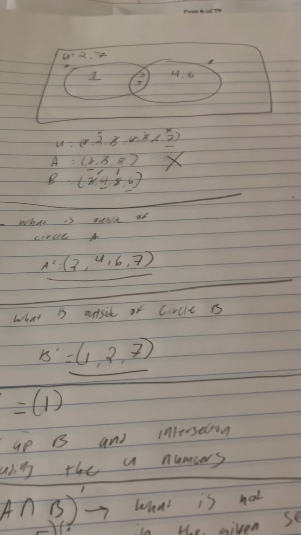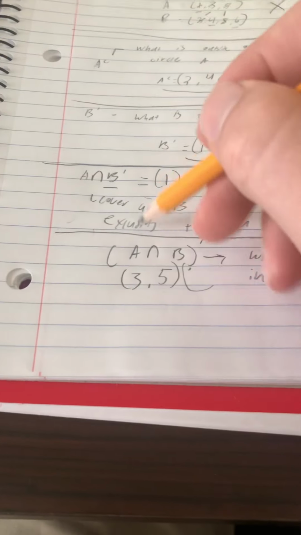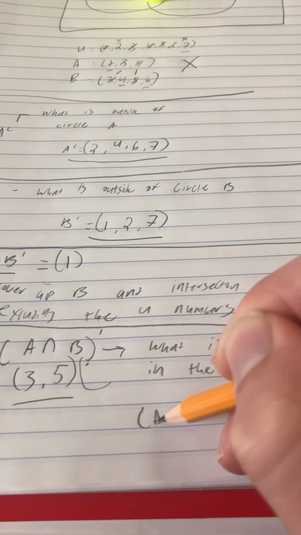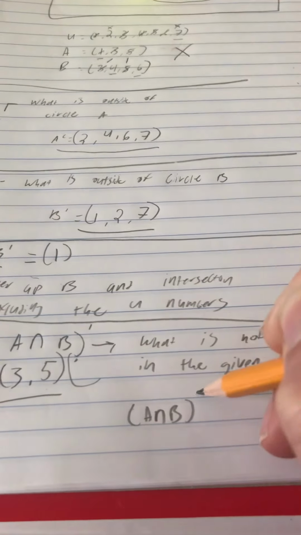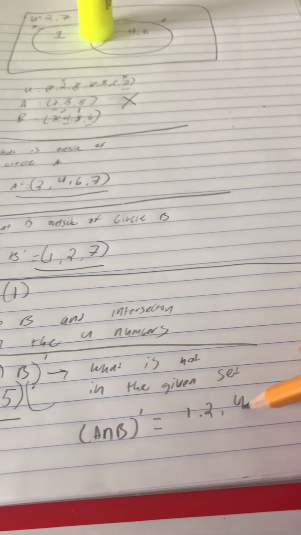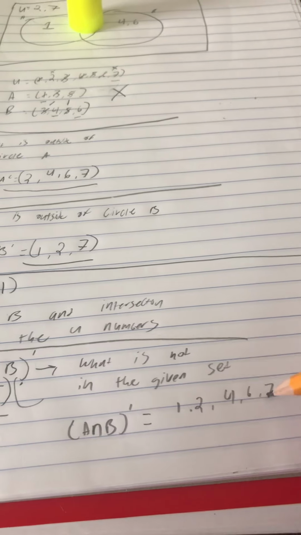And then we look at our block method. What we're going to do is we're just going to block out that right there, this set right here, 3, 5, and we're going to write down every other number. A intersection B complement is equal to 1, 2, 4, 6, and 7.